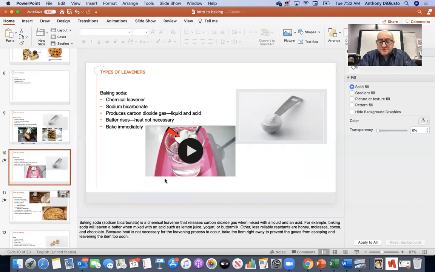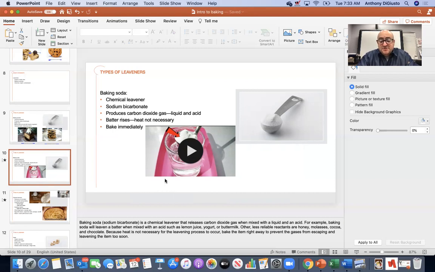We have some more things. Oh, so this says on the bottom one of the acids you could use, and I didn't even think about that. So the different acids you could put in here: lemon juice, vinegar. This suggests that you could use yogurt or buttermilk. We'll talk about buttermilk. I forgot about yogurt. That has an acid in it too. Probably sour cream. All these things provide acid. Then it says other less reliable reactants are honey, molasses, cocoa, and chocolate.